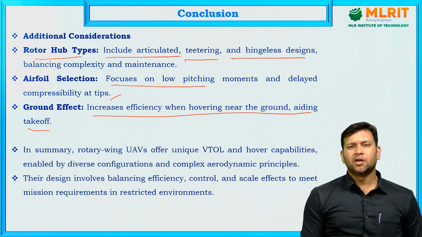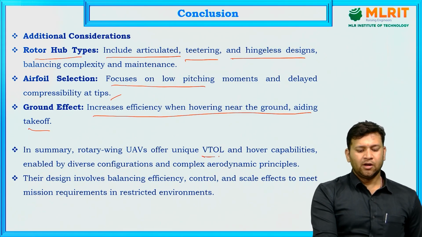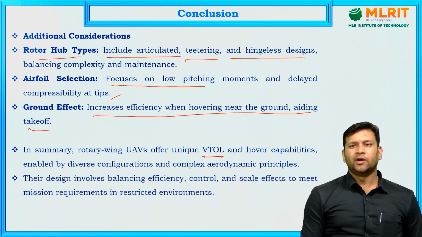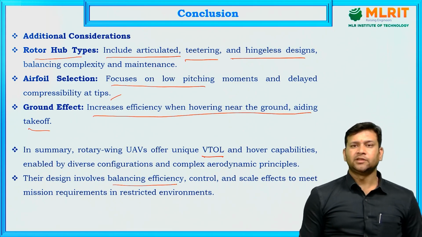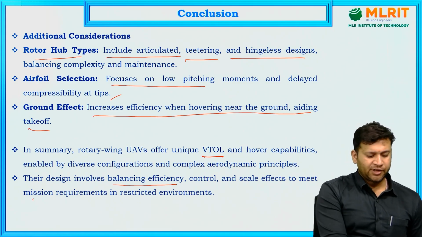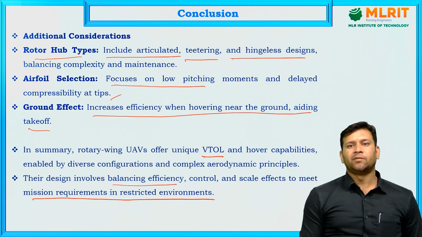In summary, rotary-wing unmanned aerial vehicles offer unique vertical takeoff, landing and hover capabilities enabled by diverse configurations and complex aerodynamic principles. Their design involves balancing efficiency, control and scale effects to meet mission requirements in restricted environments.